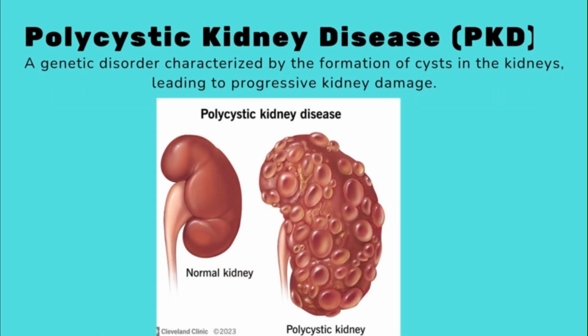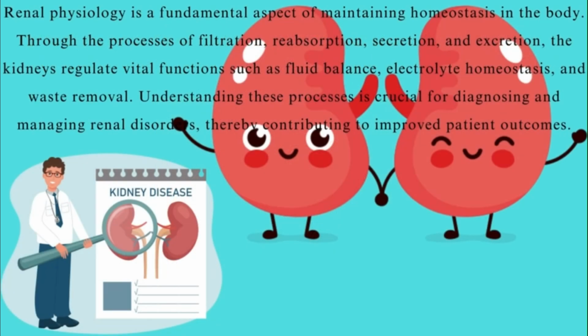Polycystic kidney disease, PKD: a genetic disorder characterized by the formation of cysts in the kidneys, leading to progressive kidney damage. Renal physiology is a fundamental aspect of maintaining homeostasis in the body. Through the processes of filtration, reabsorption, secretion, and excretion, the kidneys regulate vital functions such as fluid balance, electrolyte homeostasis, and waste removal. Understanding these processes is crucial for diagnosing and managing renal disorders, thereby contributing to improved patient outcomes.